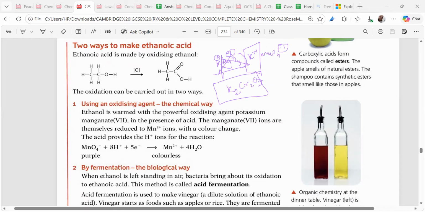Okay, yes. So does this use only KMnO4 or can it use both of them? Okay, just for a minute. Just for a minute.